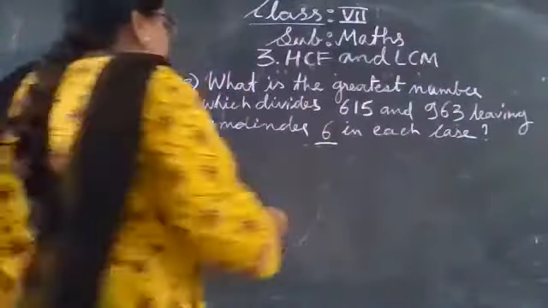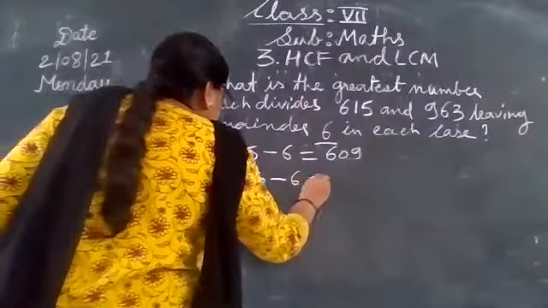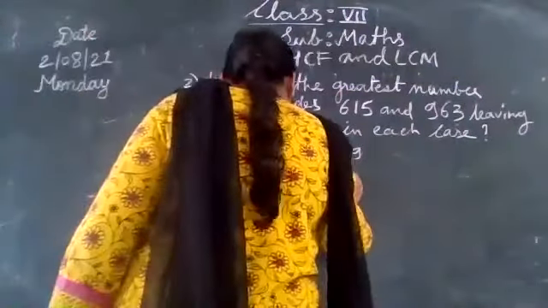615 minus 6 equals to what, beta? It is 609. And 963 minus 6 is how much? It is 957. Okay. Now we will find the HCF of these two numbers, 609 and 957. So for that we will apply the long division method. Okay, so let's start.